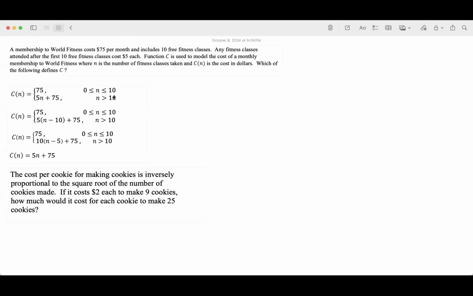A membership to World Fitness costs $75 per month and includes 10 free classes. Any fitness class attended after the 10 classes costs $5 each. So basically 75 plus 5x. C is a function that's used to model the cost of the monthly membership, where n is the number of fitness classes. So, cost.